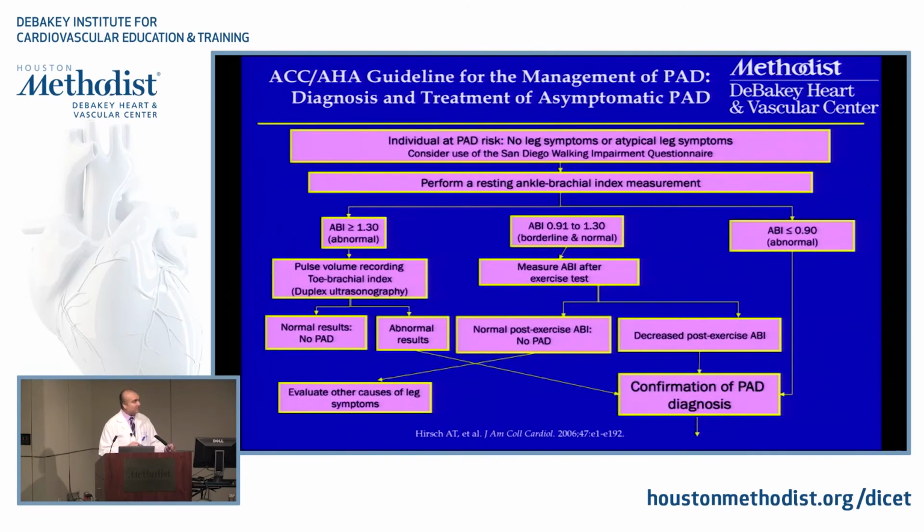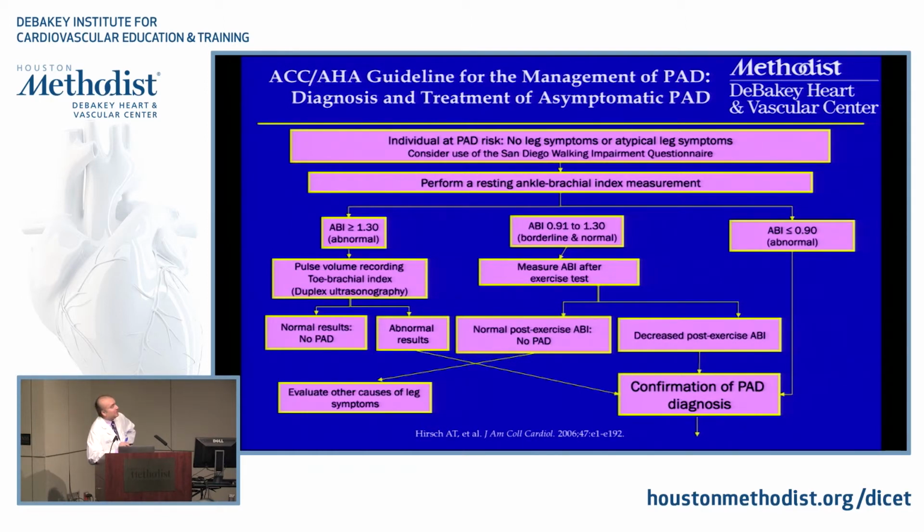Now, this is kind of a busy slide, but it shows a proposed algorithm for what you would do. Obviously, if you have normal ABIs at rest in a person who has symptoms, then you could proceed on to doing it with exercise. And if they develop an abnormality with exercise, that's indicative of PAD. If, on the other hand, their ABIs are reduced at rest, then obviously you've confirmed a diagnosis of PAD.